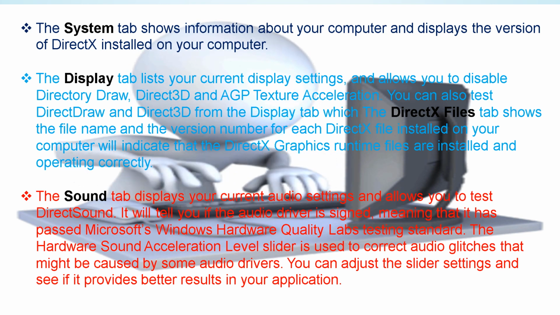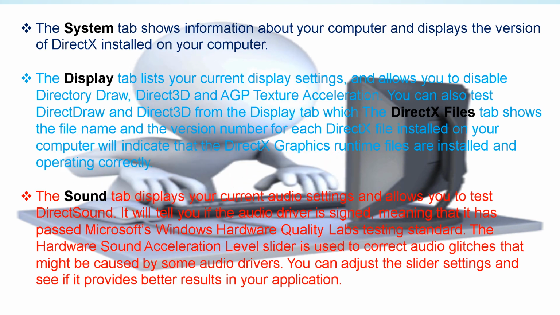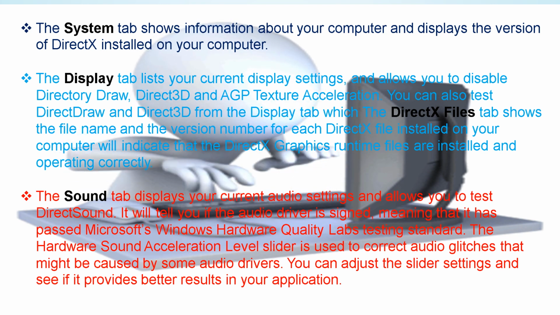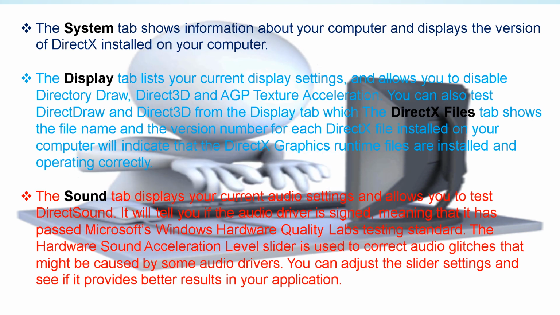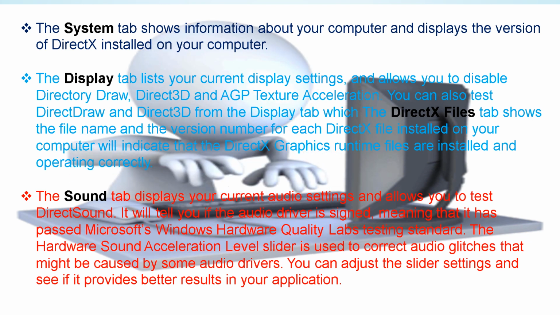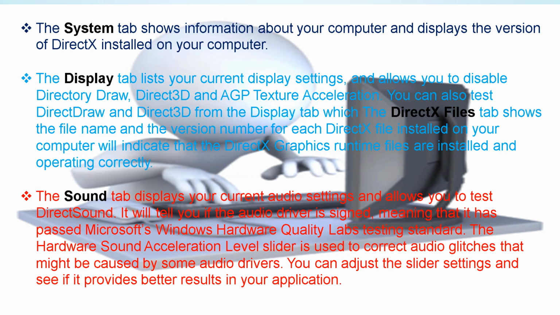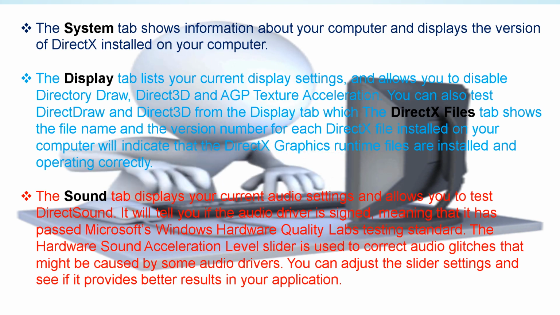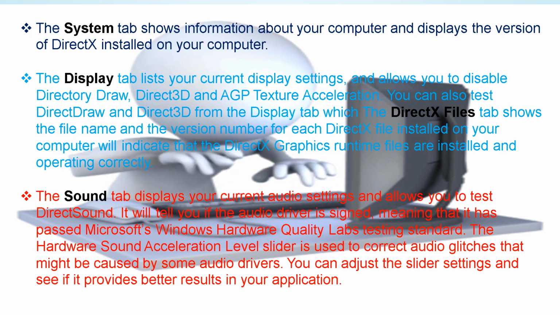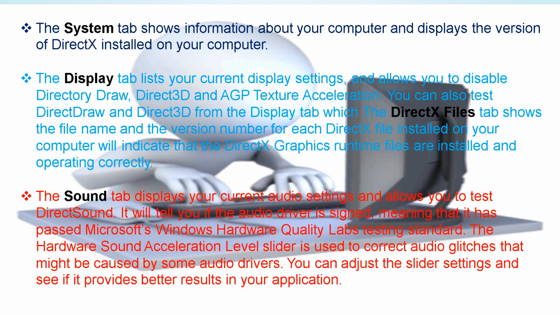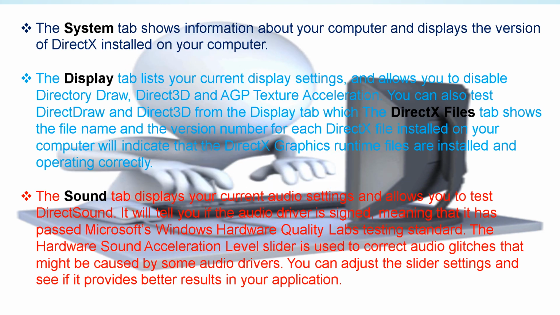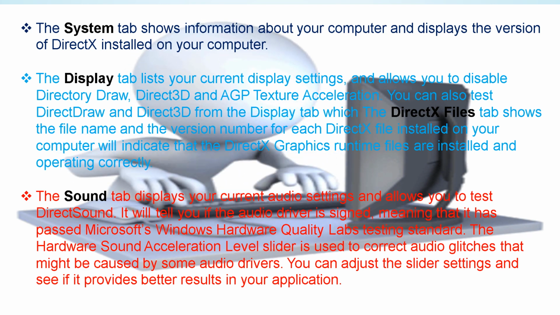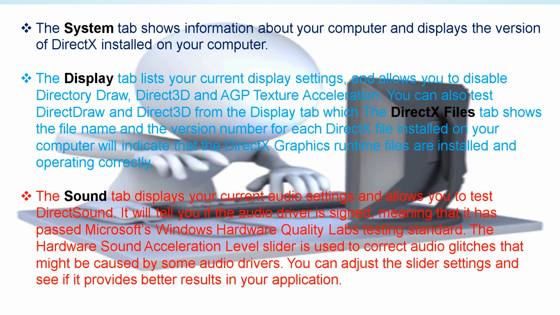The Display tab lists your current display settings and allows you to disable DirectDraw, Direct3D, and AGP texture acceleration. You can also test DirectDraw and Direct3D from the Display tab. The DirectX Files tab shows the file name and the version number of each DirectX file installed on your computer, and will indicate that the DirectX graphics runtime files are installed and operating correctly.